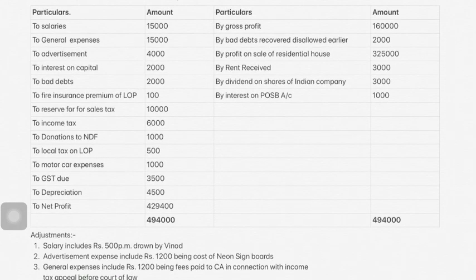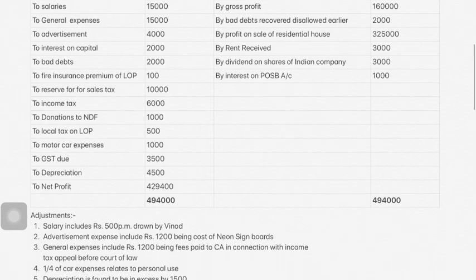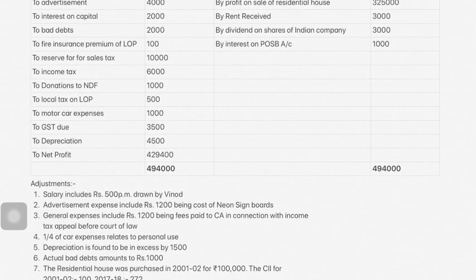So 15,000 salary is there in your P&L account. Out of this 15,000, 6,000 is paid to Vinod only. So that 6,000 you have to add back, because you cannot show it in your P&L account. Now your salary has to be only 9,000, and you have shown 15,000. So 6,000 you have to take out the effect from your net profit. So you will add 6,000 to your net profit.